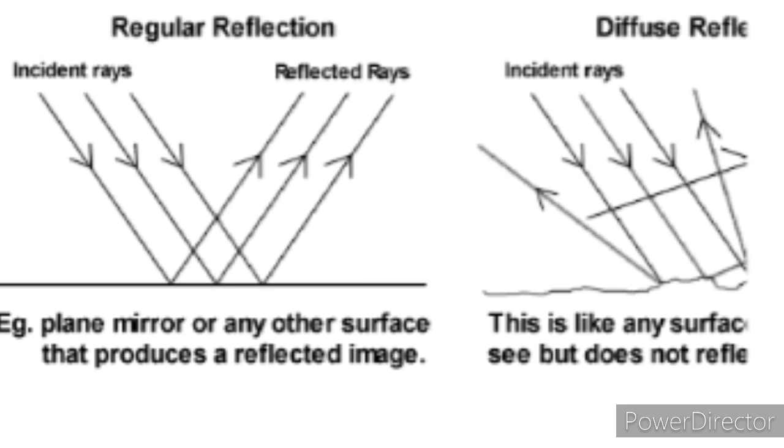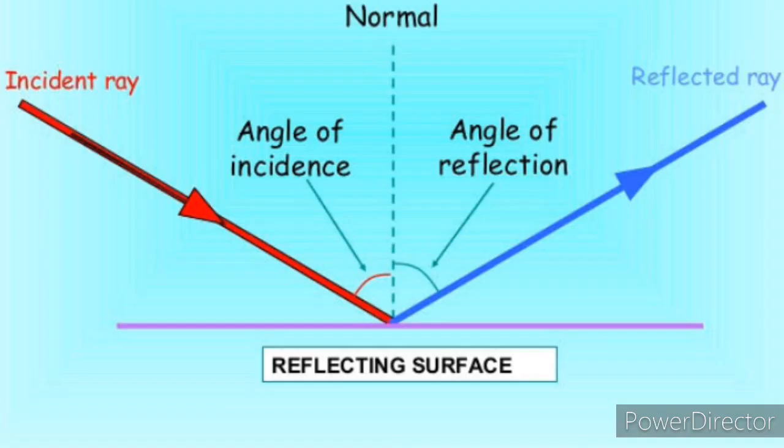So friends, now let's see about the first law of reflection. The angle of incidence is always equal to the angle of reflection. This is the first law of reflection. The incident ray, the normal and the reflected ray all lie on the same plane. This is the other law of reflection.